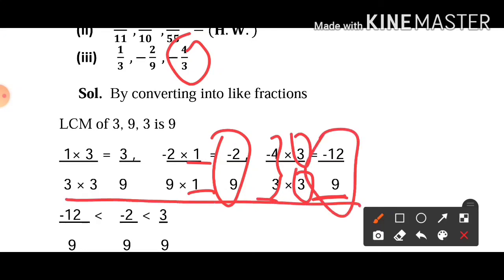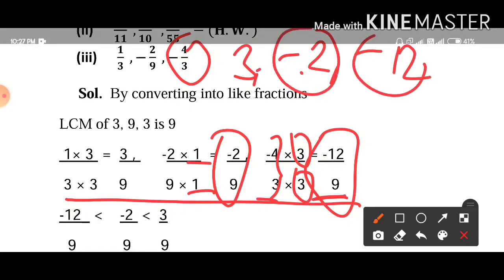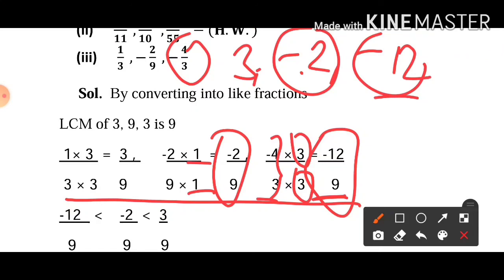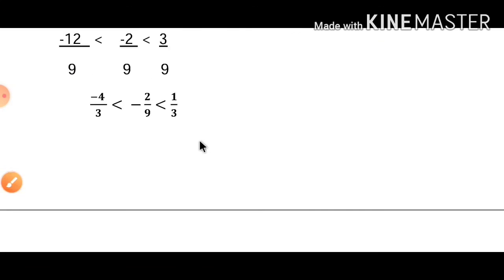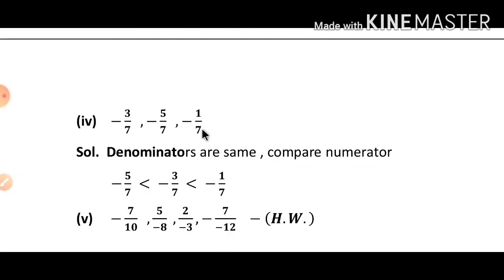Now you can see denominators are equal. So next step is to compare its numerator. So which is the smallest one here? As you can see, here 3, minus 2 and minus 12. Negative numbers are always less than positive numbers. So from minus 2 and minus 12, which is the smallest one here? Minus 12. After that greater is minus 2 and last one is 3. So ascending order of this one is minus 4 by 3, minus 2 by 9 and 1 by 3.